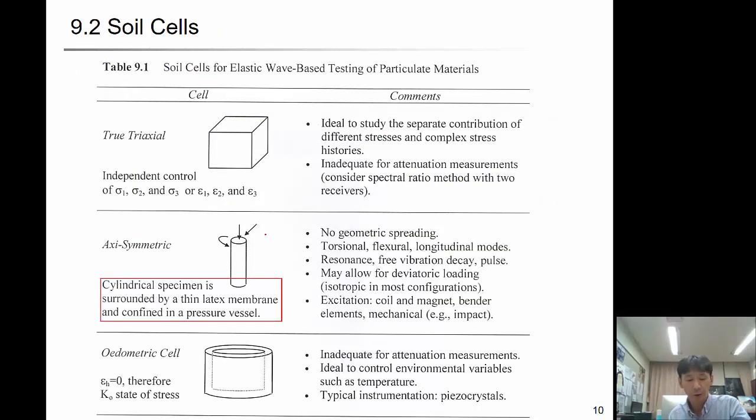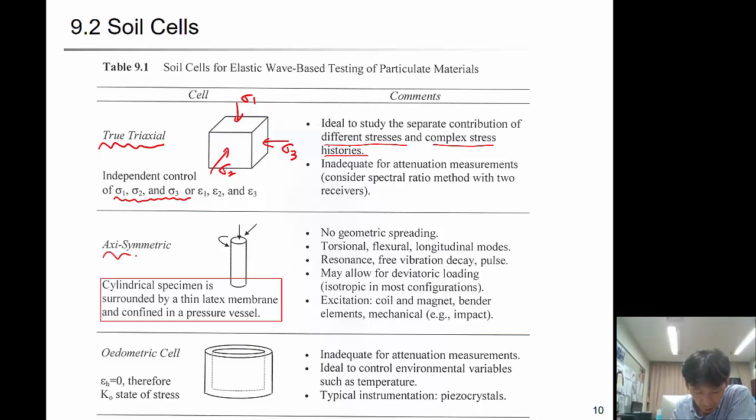So when we do the laboratory testing, what kind of cells are we using widely? First is the true triaxial. Here we can control the vertical stress and one horizontal stress and the other horizontal stress, so sigma 1, sigma 2, and sigma 3, independently. That's why we call it a true triaxial test. It's ideal to study the separate contribution of different stresses and complex stress histories, but inadequate for the attenuation measurement because it's a cubical size.